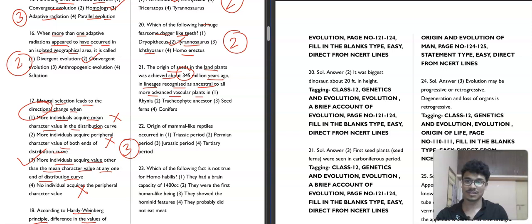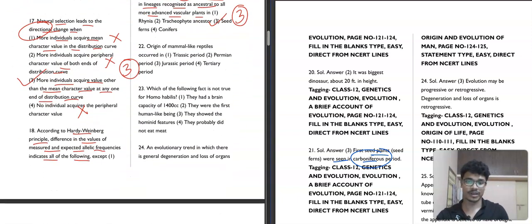So, first is Rhynia, Tracheophyte ancestors, seed ferns or conifers. You know that seed ferns are basically our correct answer. From all of this, seed ferns were seen in the Carboniferous period. So the third option will be our correct answer for this question.